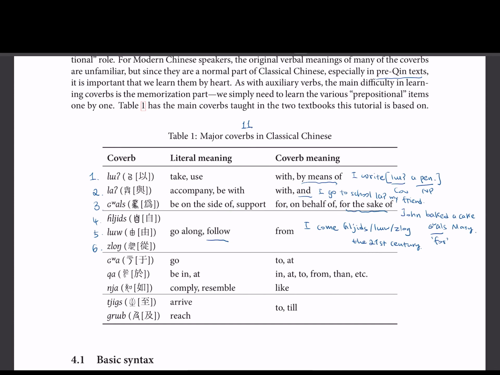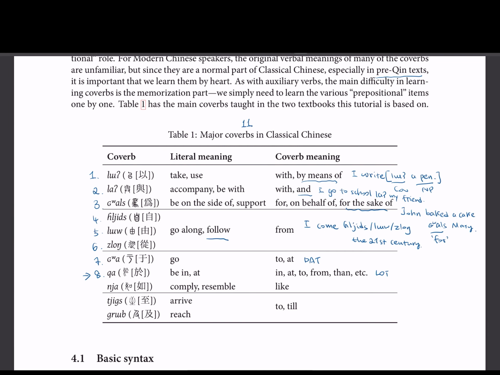And then the next 2 coverbs, gua and ga. Gua was more dative in origin, and ga more locative. But that distinction had long been lost in history, and in most of the classical Chinese texts, the authors simply stick to ga for every dative/locative meaning.